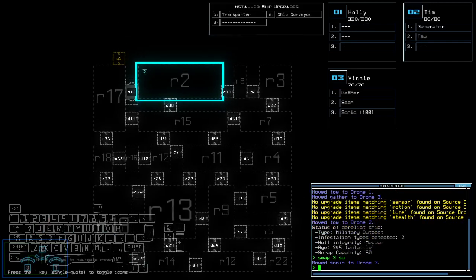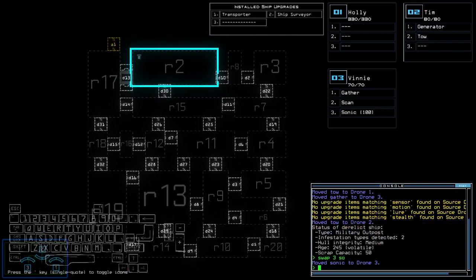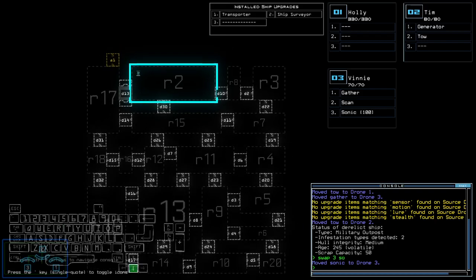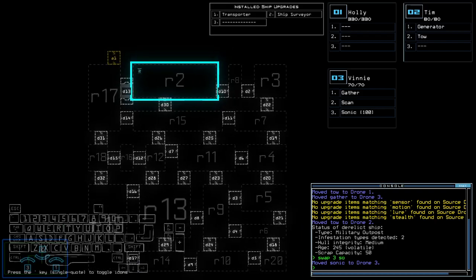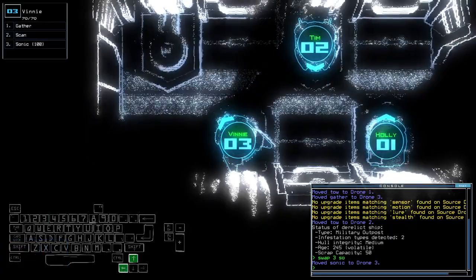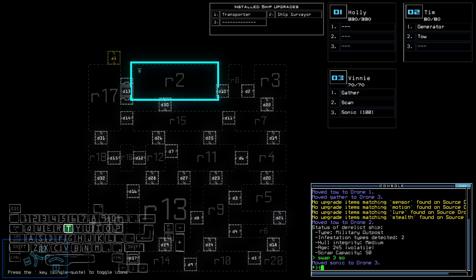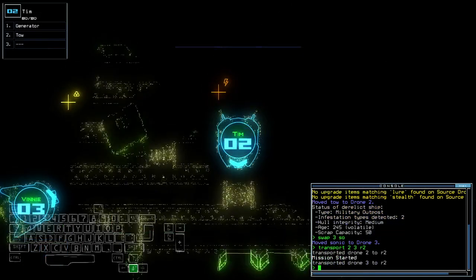Okay. Transporter ship surveyor. We don't have a route, of course. Getting sonic and scan, that's alright, and that's fine. Currently at military outposts with two infestation types, meaningful integrity and volatile age, yeah. As much as interface would be useful in this one, it will actually be useful in this one.